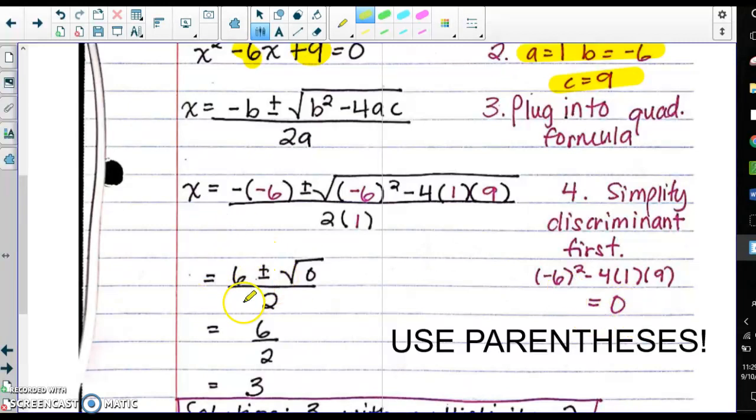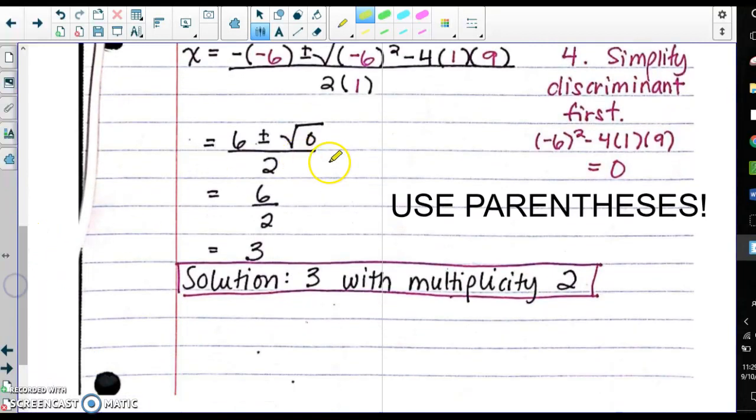And so then that's going to give me the square root of 0. Opposite of negative 6 is positive 6, and 2 times 1 is 2. And so now I just have 6 over 2, because the square root of 0 is just 0. And then 6 over 2 is 3. So my solution is 3.